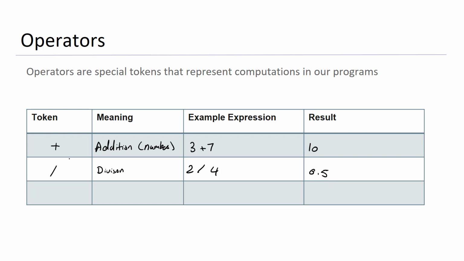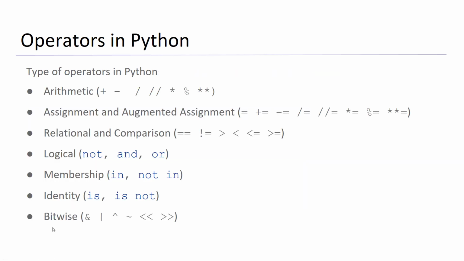Note that these operators have a different meaning if they are used with a different data type. For example, the plus operator can be used with strings, and if you use it with strings, it will represent what we call string concatenation. As one example, if you take the string ABC and you concatenate it, or add it, to the string 1, 2, 3, you will get the string ABC123.